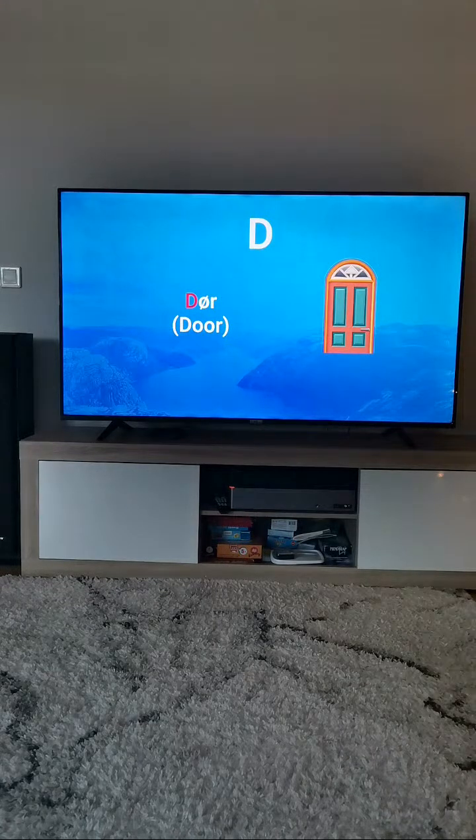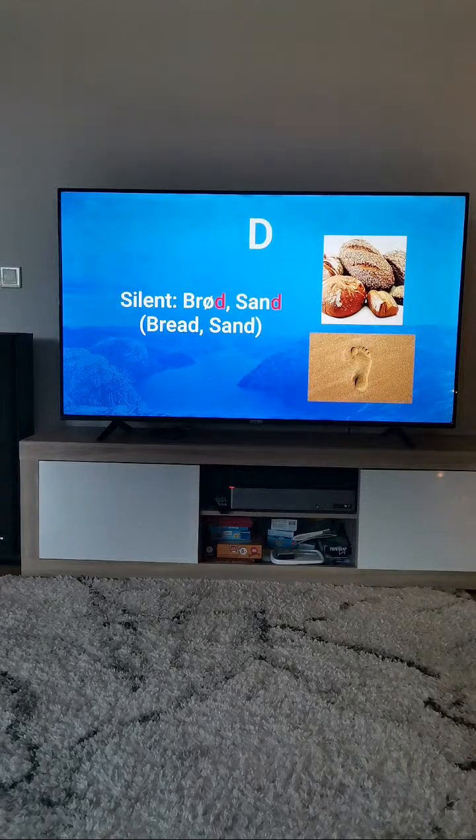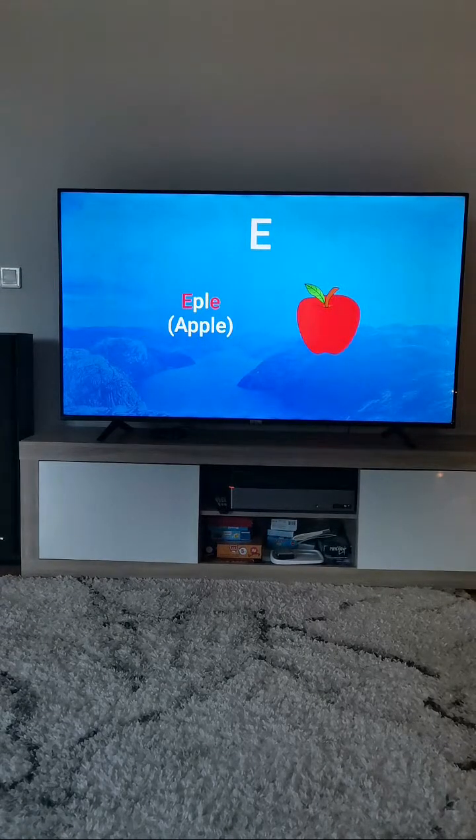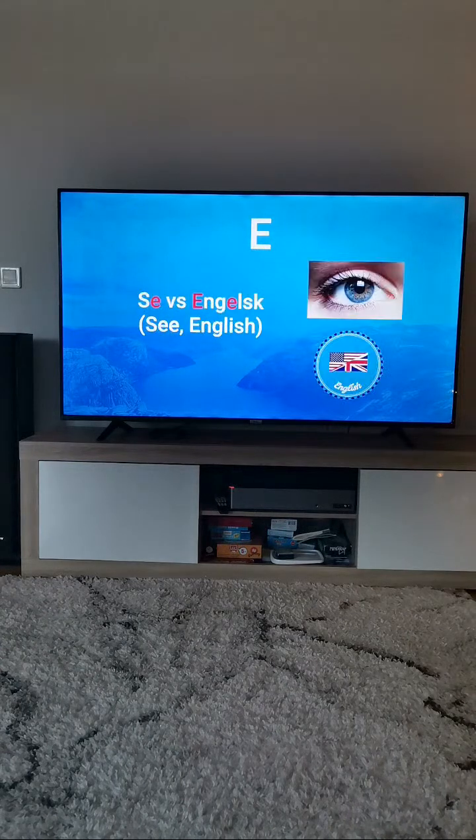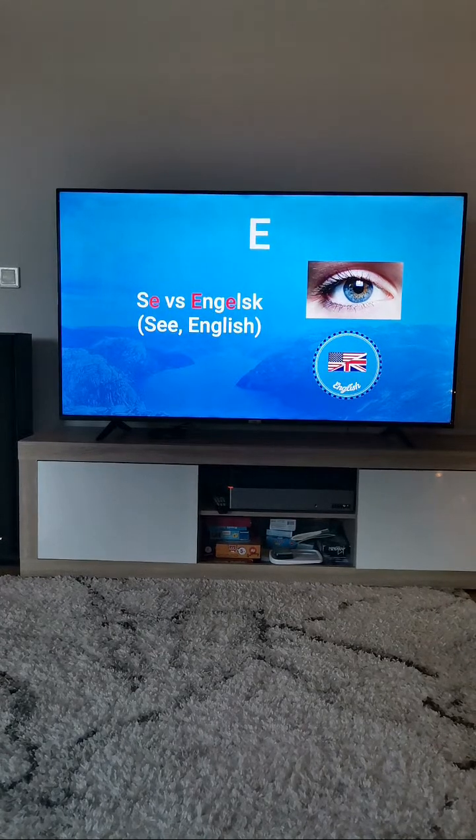Dør, dør. Occasionally, a D inside a word may be silent, and a few examples of this are brød, brød, eple, eple. An example of the long versus short E is se, engelsk. Se. Engelsk.